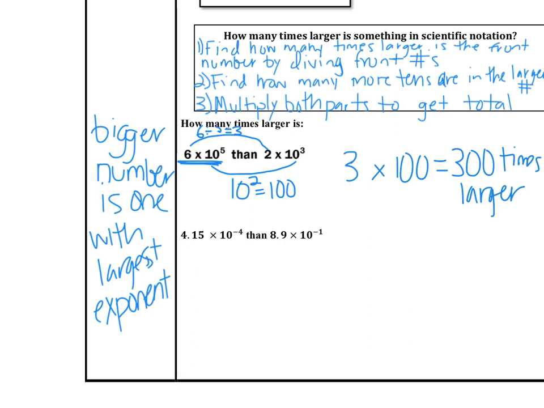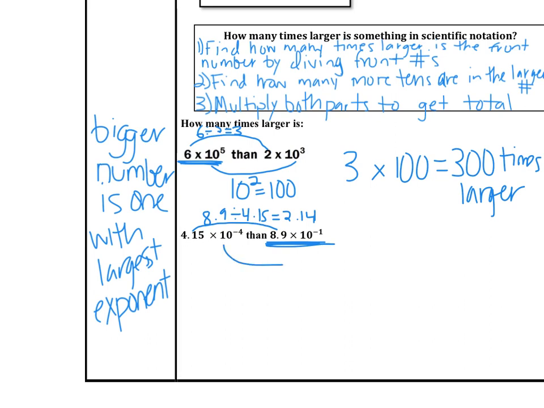If I look at my next two, I have to figure out first which one is the bigger one. And it is going to be the one on the right, because -1 is a bigger number than -4, that exponent. It's closer to 0. So I need to figure out the front number, how much bigger is 8.9 than 4.15. So I'm going to write 8.9 divided by 4.15, and my calculator is going to tell me that that is about 2.14 times as big.